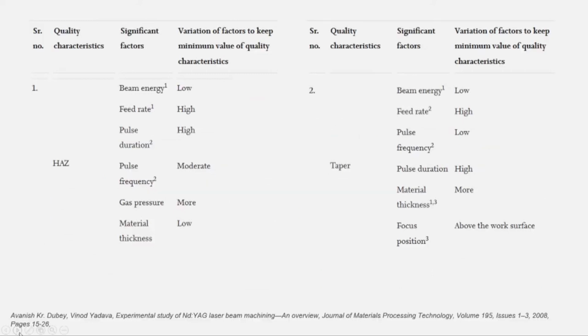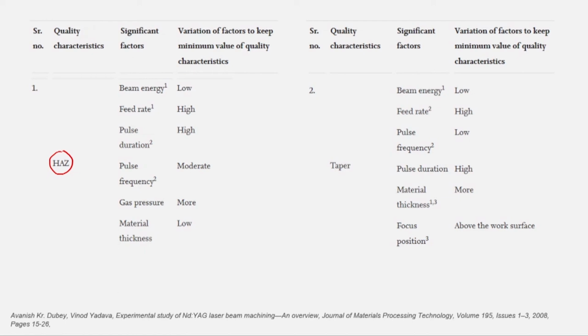Now, let us look at what are the quality characteristics which are considered, what are the various significant factors affecting that quality characteristic, and what should be the variation in these factors to keep the quality characteristic at its lower value. As we have seen, the HAZ, heat affected zone, has to be at its lower value.